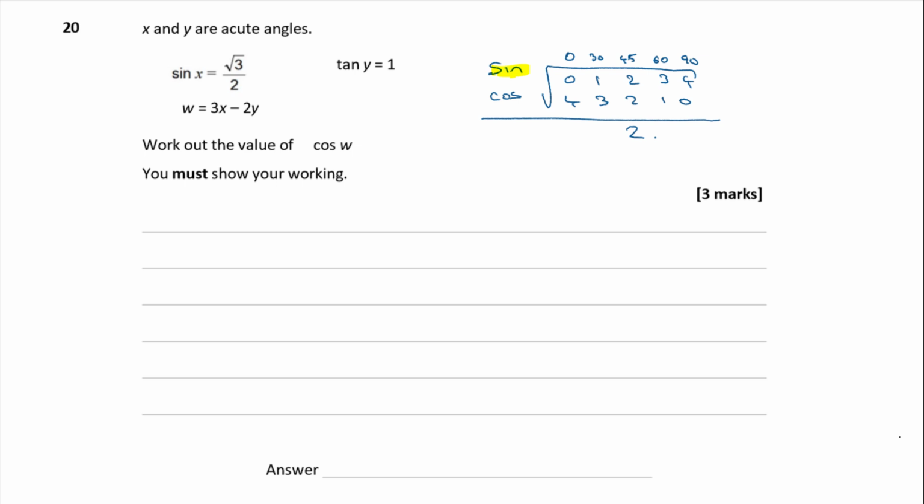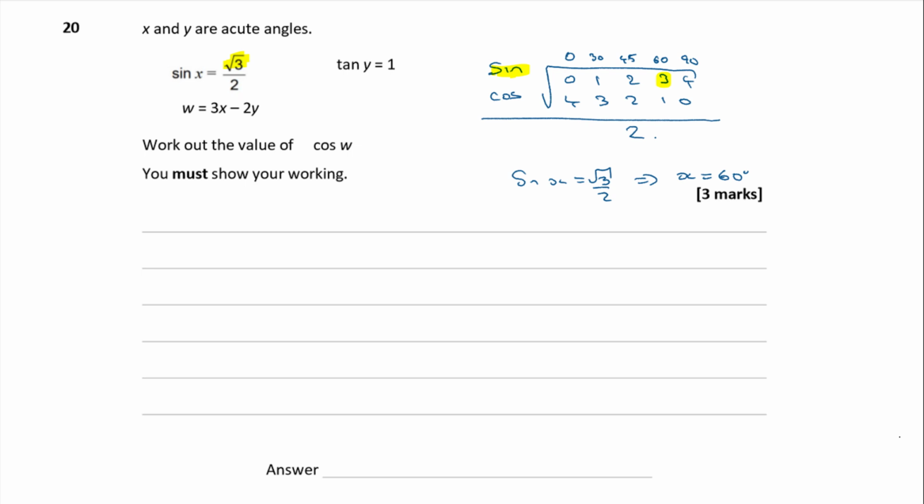Now I want one which is root 3 over 2. Where's my root 3 going to be? It's going to be this one here. Root 3 over 2 is the sine of 60. So the sine of 60 is root 3 over 2. That means if sine x equals root 3 over 2, and x is acute, then it implies that x equals 60 degrees.